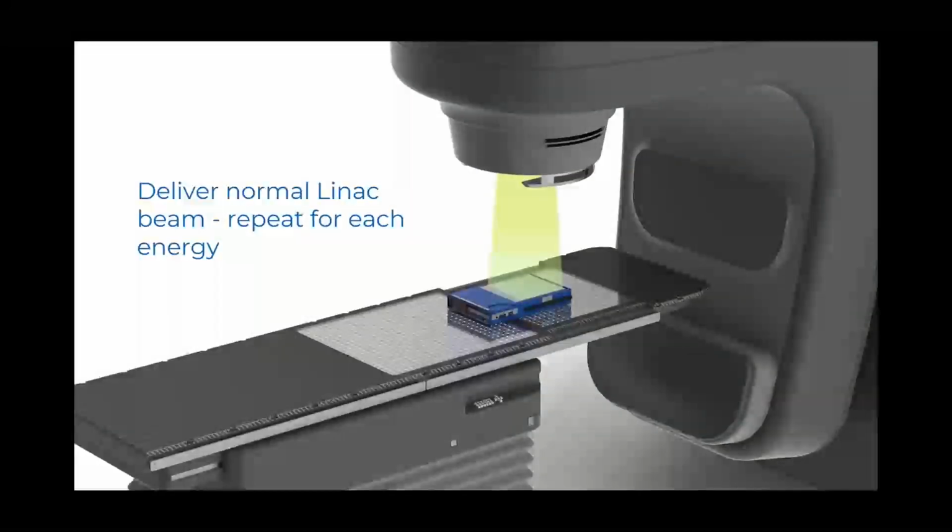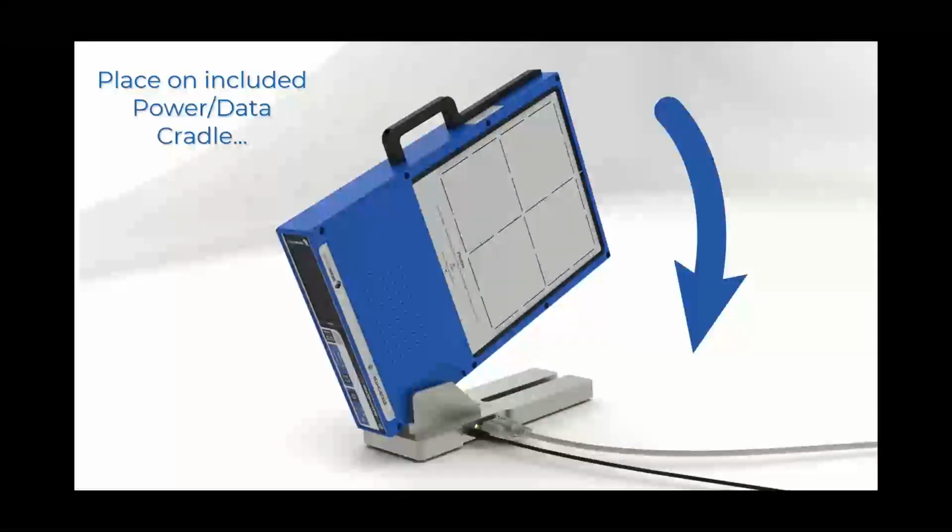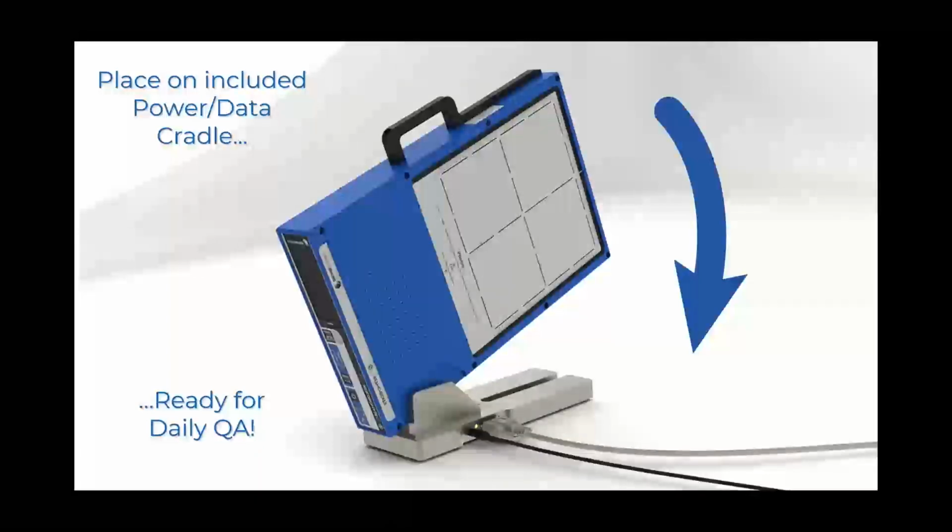So if you deliver your normal Linac beam, it will automatically reset for the next beam, so you don't have to go in and touch the unit itself, or reset it in any way. It automatically will reset. So I deliver my 6, it gives me my passing results. It will automatically reset and wait for the next beam. And once you deliver your beams, you place it on the power cradle, and then you can either choose to upload the data that day, or you can wait. Like I said, it'll hold up to 30 days. And when you place it on the cradle, it'll also automatically recharge the unit. And so you're ready for that daily QA when you take it off the cradle.